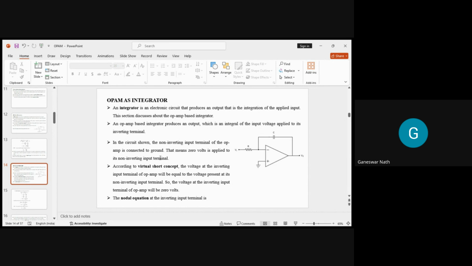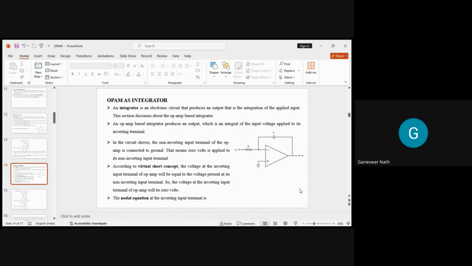As in the circuit shown, the inverting input terminal of the op-amp is connected to the ground. That means 0 volts is applied to the non-inverting input terminal here. Similarly, according to the virtual short concept, the voltage at the inverting input terminal of the op-amp will be equal to the voltage present at the non-inverting terminal.